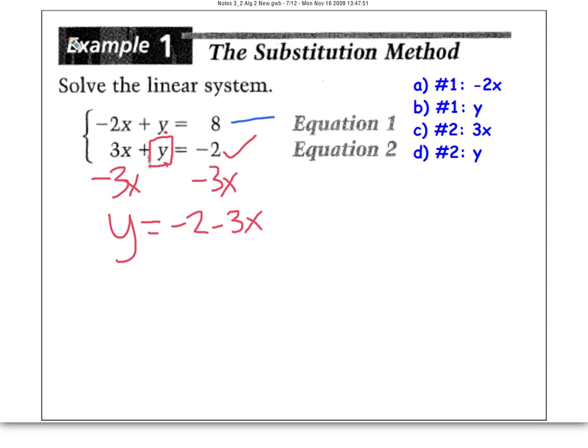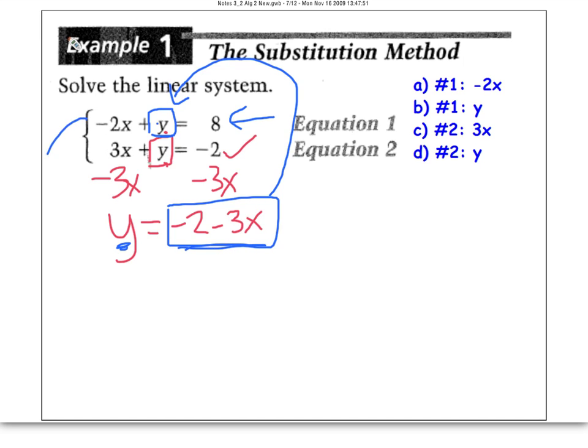Therefore, I have to now use the first equation because I didn't use it yet. And what I know is this. I know that y equals this entire piece. So I go up to the equation I did not use and I find that y value, which is right here. I take that y out and I replace it with what y stands for, because y stands for negative 2 minus 3x. So if you do that, the first equation can be rewritten as negative 2x plus, that y isn't there anymore, I'm going to put this negative 2 minus 3x and say equals 8.